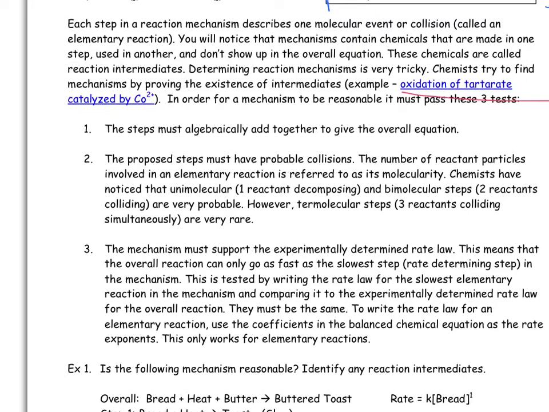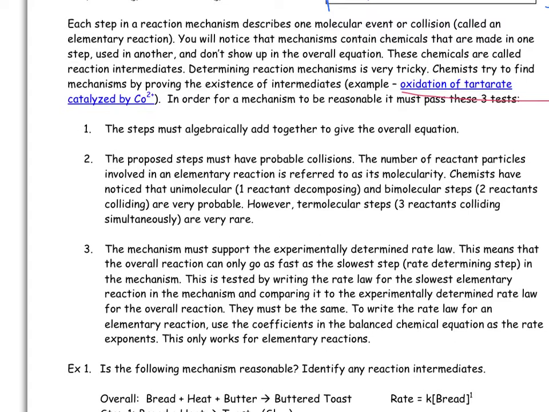And finally, test 3. The mechanism must support the experimentally determined rate law. This means that the overall reaction can only go as fast as the slowest step. This is tested by writing the rate law for the slowest elementary reaction in the mechanism and comparing it to the experimentally determined rate law for the overall reaction. They must be the same.